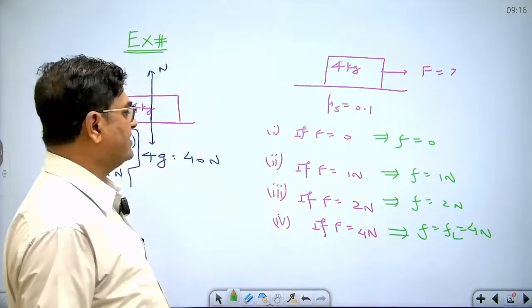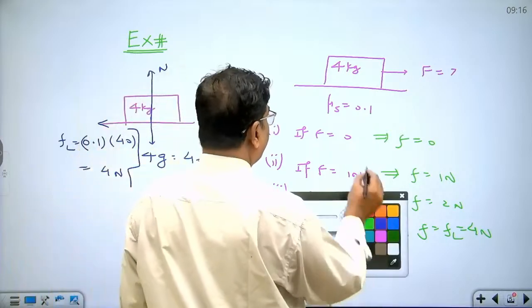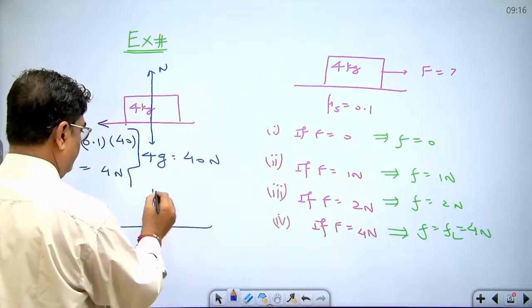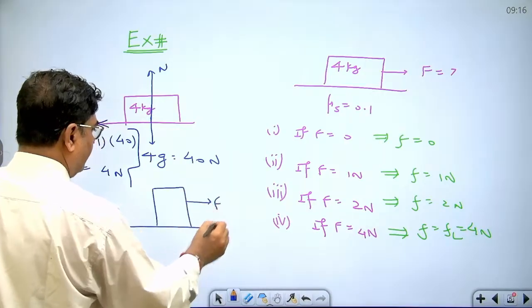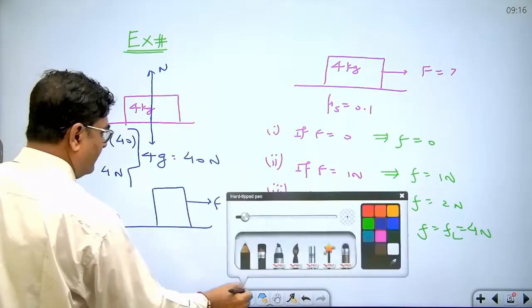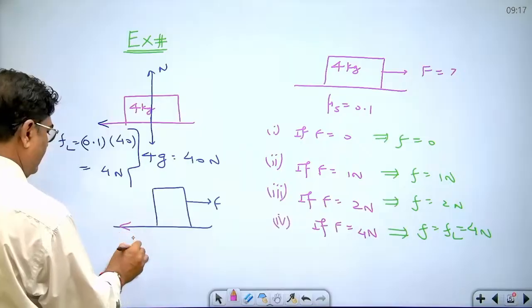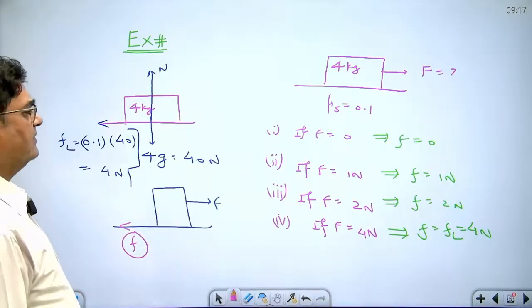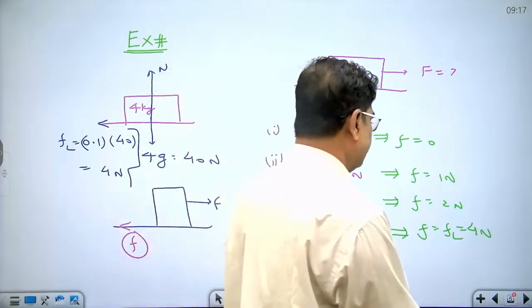And what is the direction in this case? The direction of frictional force is opposite to the direction of attempted motion in all cases. Since the direction of applied force is right side, the direction of frictional force will be left side. Okay, this is the answer. Now let's see.